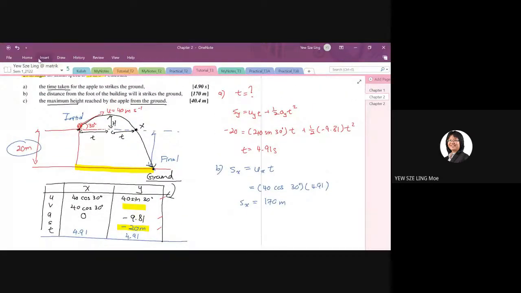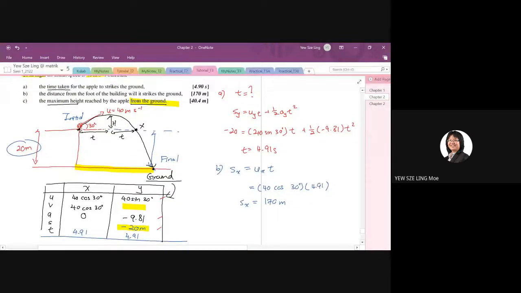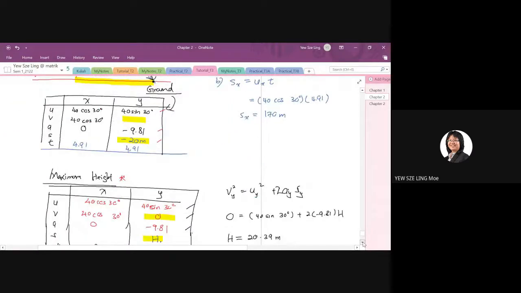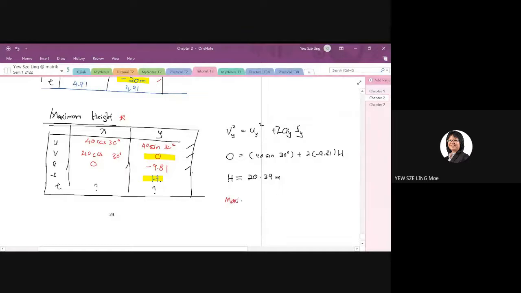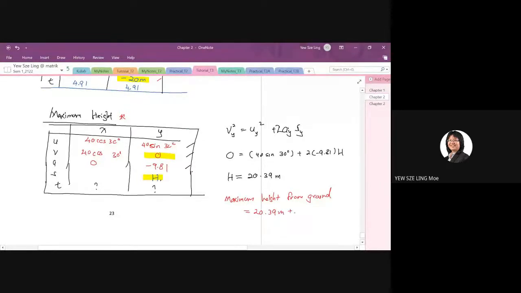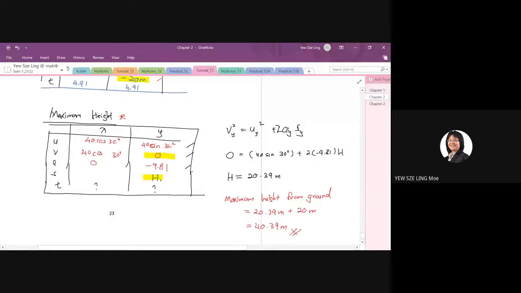But that is just for h. Now the question is asking for the height from the ground. So once again, you need to rewrite it and write one more sentence. Maximum height from ground is equal to 20.39 meters plus 20 meters, the height of the building, which is 40.39 meters. So this is the final answer. All right, this is a fine answer.